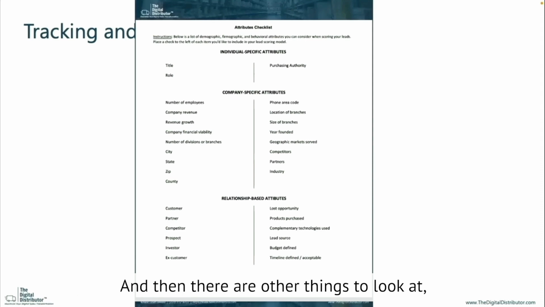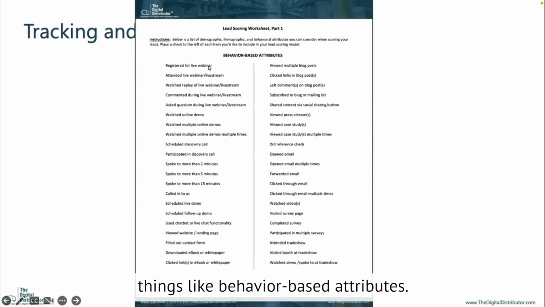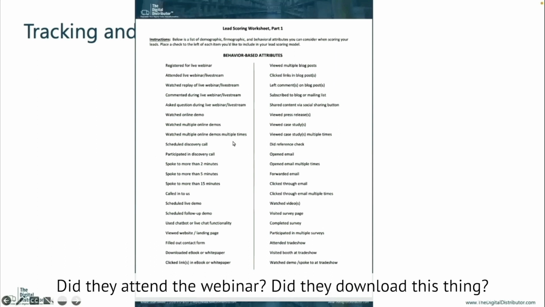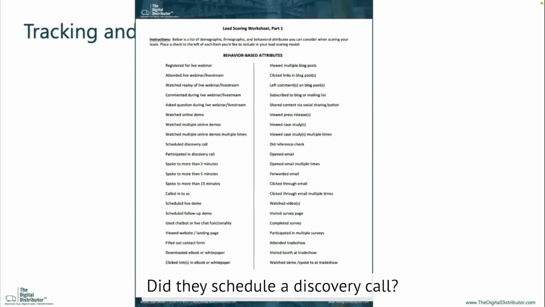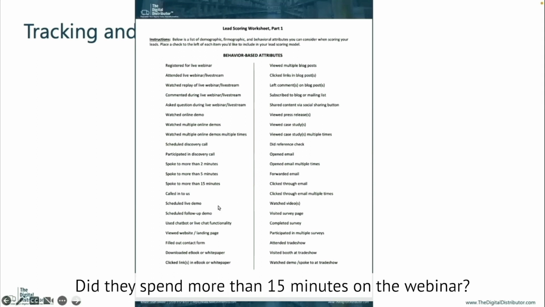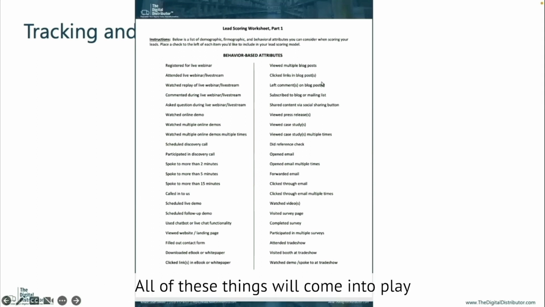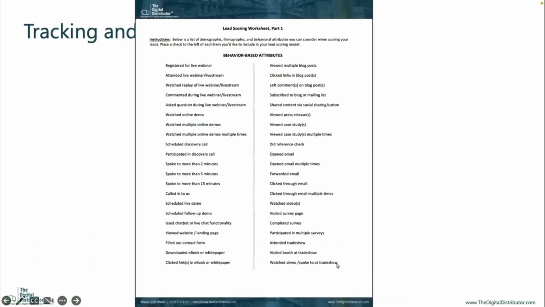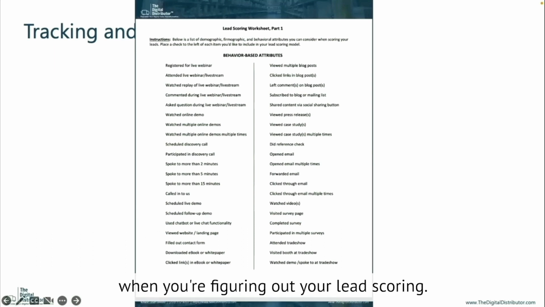And then there are other things to look at. Things like behavior-based attributes. Did they register for the webinar? Did they attend the webinar? Did they download this thing? Did they schedule a discovery call? Did they show up for the call? Did they spend more than 15 minutes on the webinar? All of these things will come into play when you're figuring out your lead scoring.